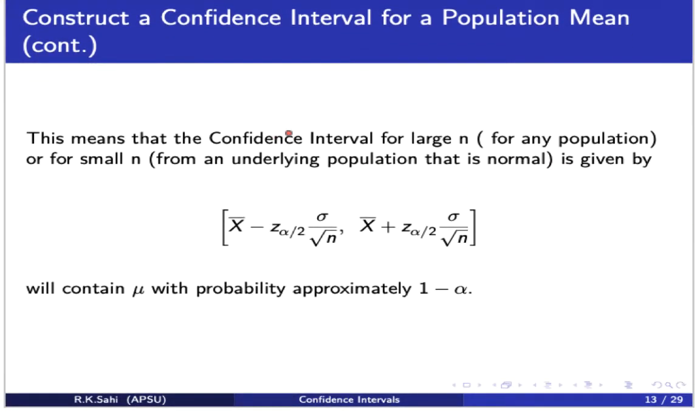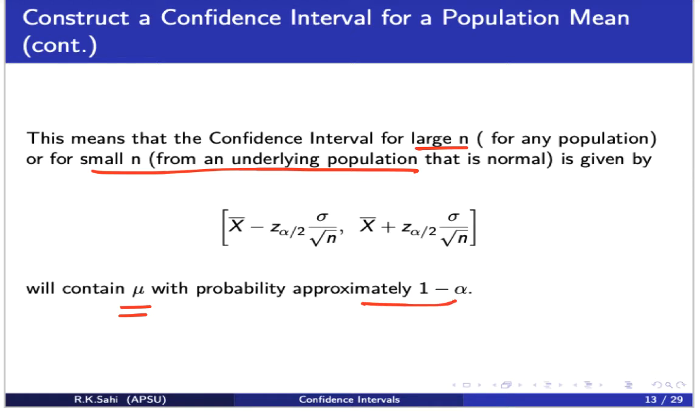So if I have a confidence interval for a large n, or a small n where the population is normal, the formula is x bar minus z alpha by 2 times sigma over square root n, comma, x bar plus z alpha by 2 times sigma over square root of n. This is the confidence interval, the formula for us. This interval will contain mu, the true population mean, with probability approximately 1 minus alpha. Remember, this is the confidence level we are talking about.